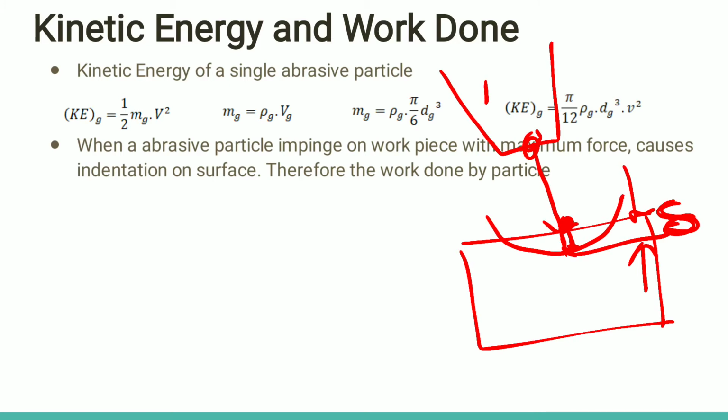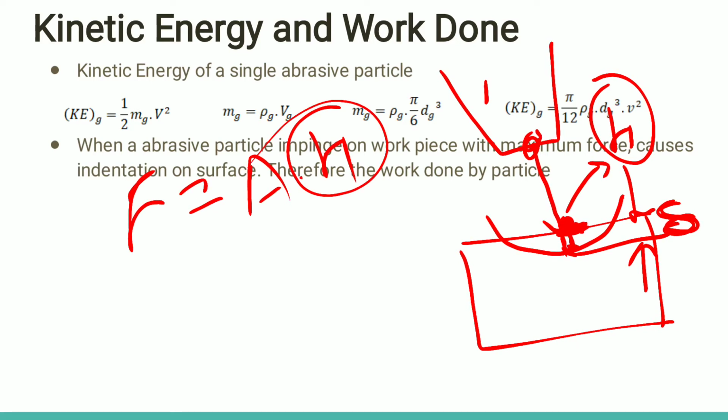Now as they come in contact with the workpiece surface, there is some area covered by the grit. Whatever the strength or hardness the abrasive particle has, when it is impinging on the surface, there is some area. So the force will be equal to the area into the hardness of this abrasive particle. That is the force, and the distance traveled by this abrasive particle inside the workpiece will be delta. So the work is given as F into delta.